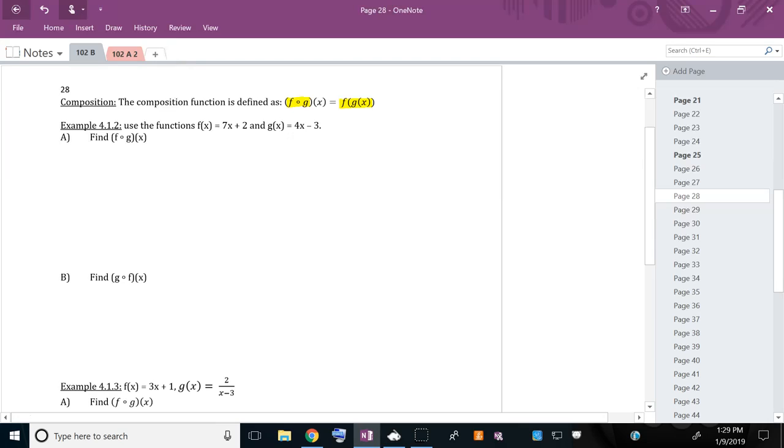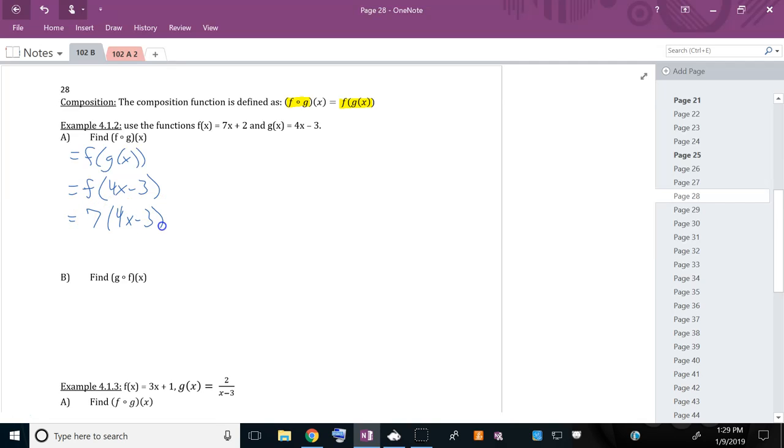So if I have f of x is 7x plus 2, and g of x is 4x minus 3, let's find f o g. So again, that is f of g of x. What is g? It is 4x minus 3. And then what does that notation mean? That means everywhere in f that I see an x, I replace it with 4x minus 3.